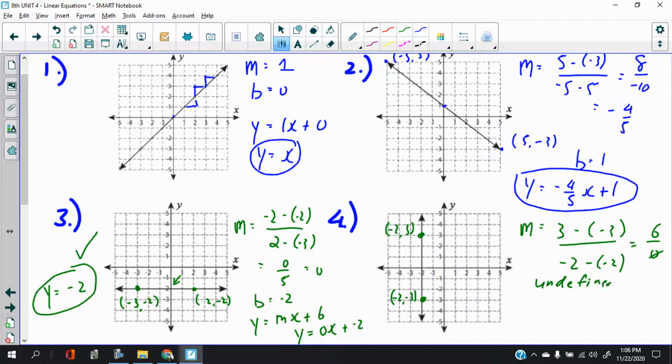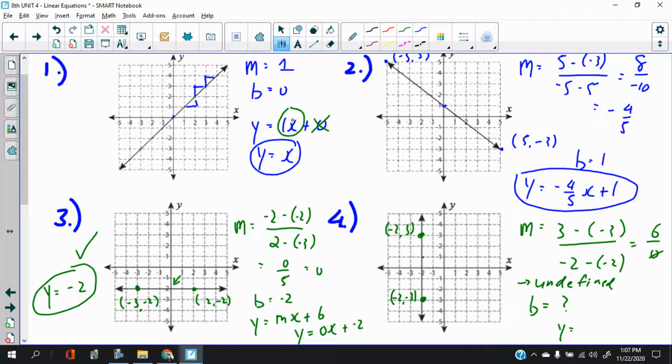Undefined. Right? So that's undefined. Now, is there a y-intercept? No, there isn't one, right? So now, that said, look at this line here. Have you noticed? Here's the big problem: how am I even going to write the equation? Because I need at least the slope, even if there's no y-intercept.